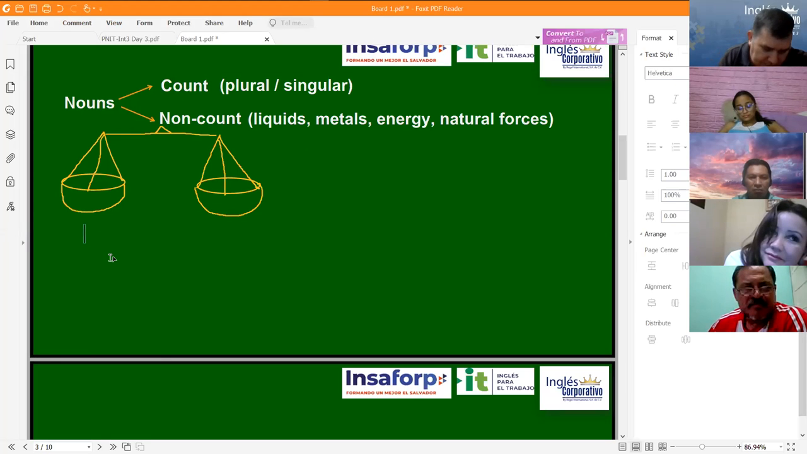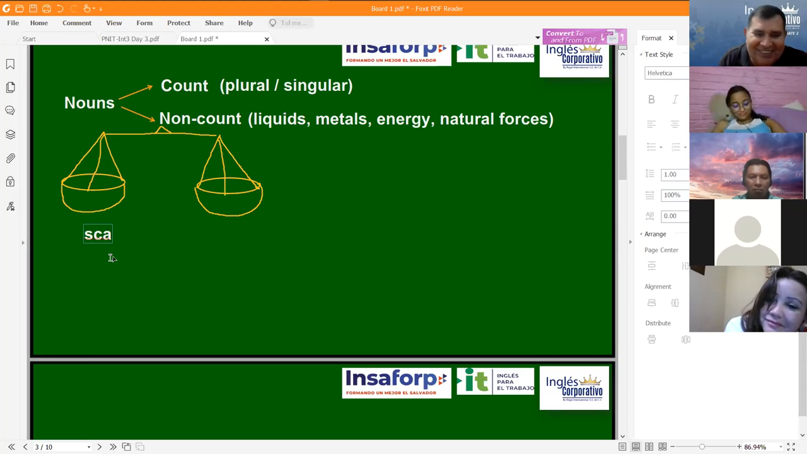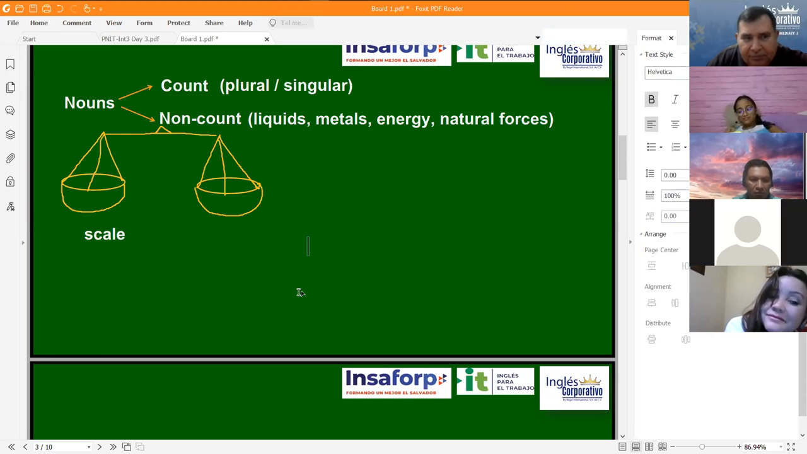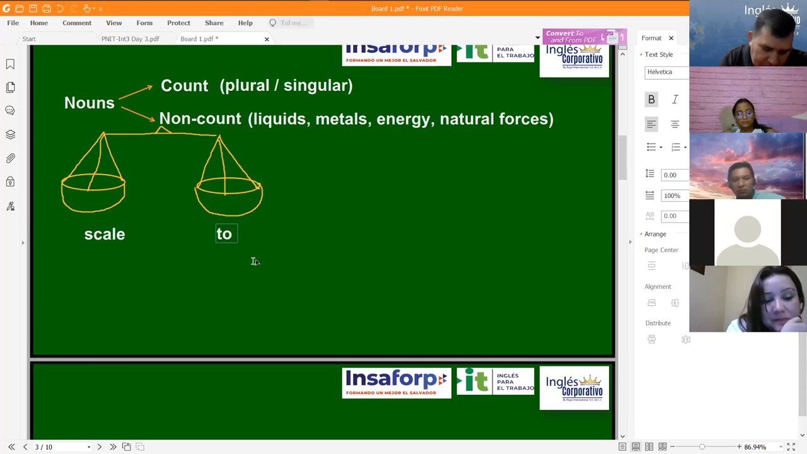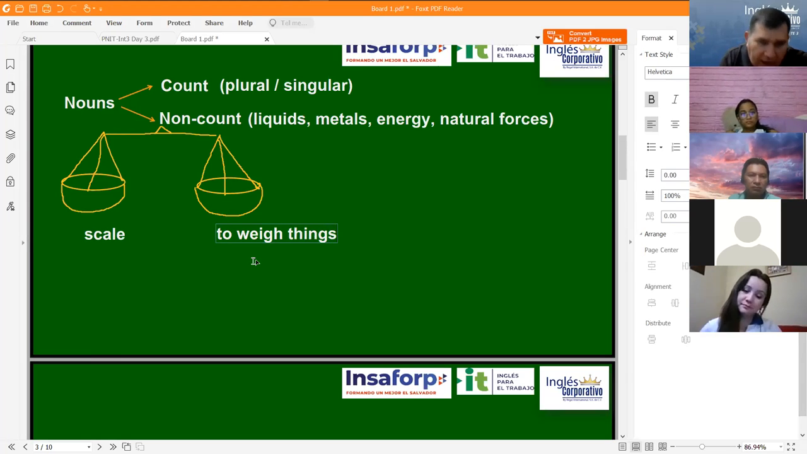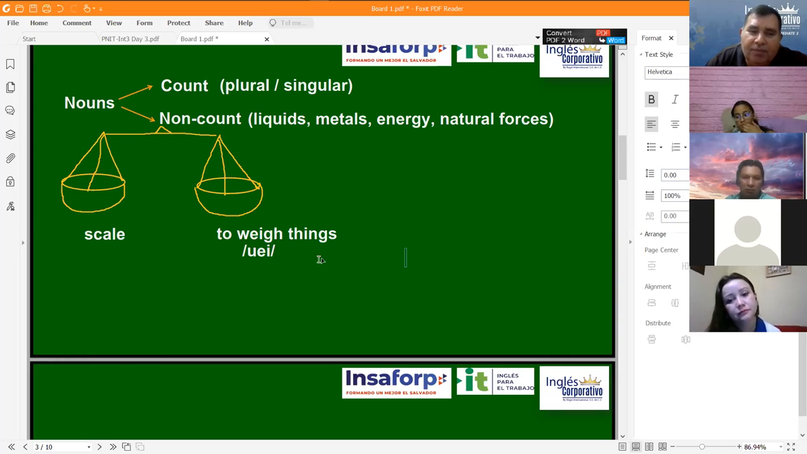This is a scale. In Spanish it is báscula. In English it is a scale. What do we use it for? To weigh things, right? How do you pronounce it? Way, like no way. This is pronounced way. To weigh things. What is to weigh things? To see how much they weigh. Maybe 1 pound, 2 pounds, 3 pounds, etc. So non-count nouns need to be weighed or measured.